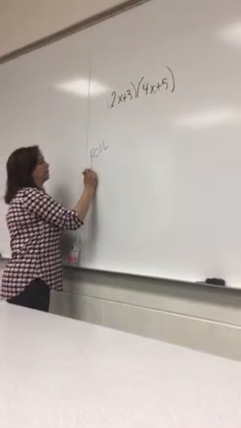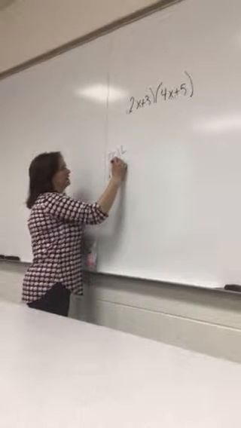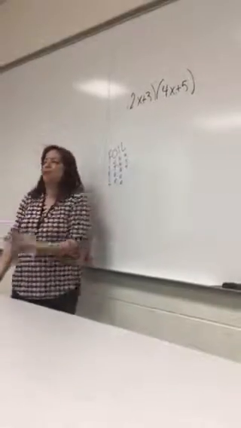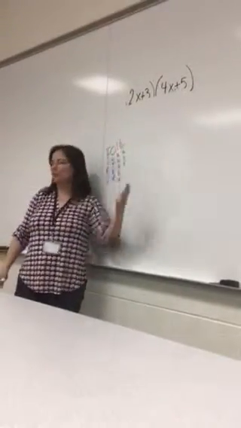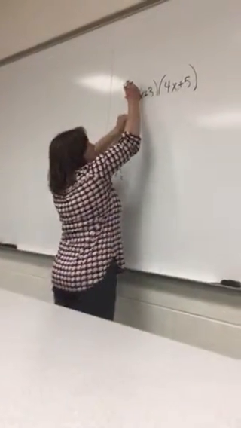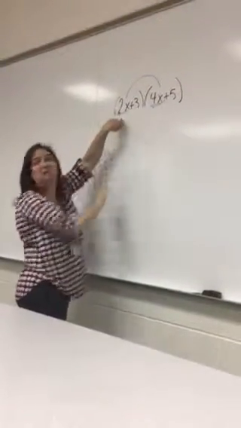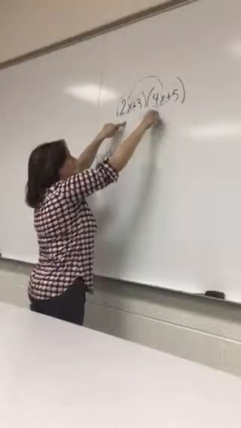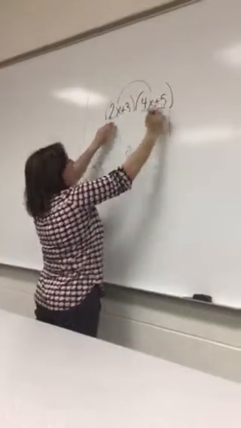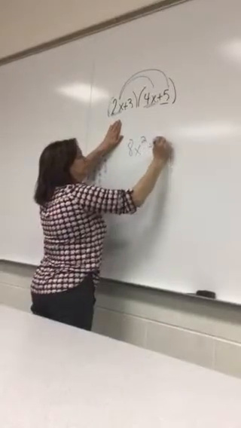FOIL stands for first, outer, inner, and last, okay? Again, you don't really have to. If you like that, great, but you don't necessarily have to think about it that way, okay? So first, I'm going to multiply the first term in each set of parentheses. So 4x times 2x is 8x squared, right? Then I'm going to multiply the outers, so that would be the ones on the outside. So 2x times 5 is 10x.